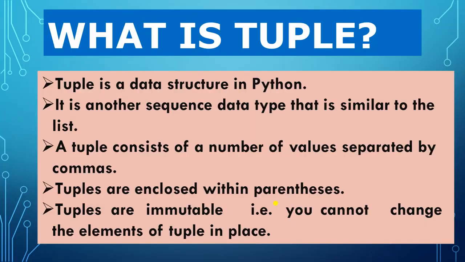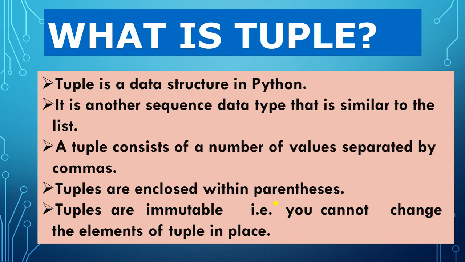Now first, what is a tuple? A tuple is a data structure in Python. It is another sequence data type that is similar to the list. In this, as we have created a list, the same way we will create the tuple. The only difference is that a list has square brackets and a tuple has parentheses.